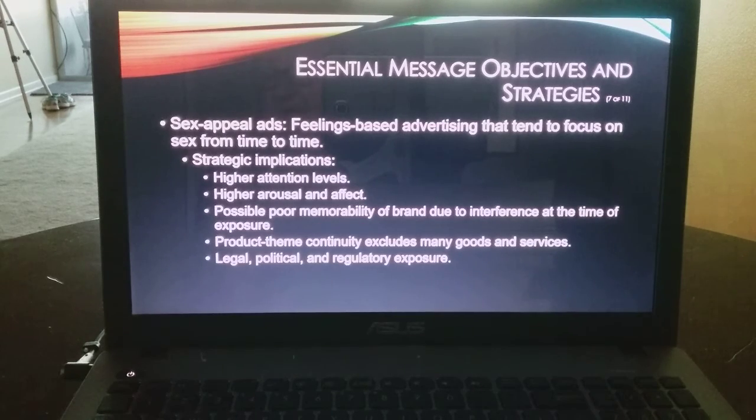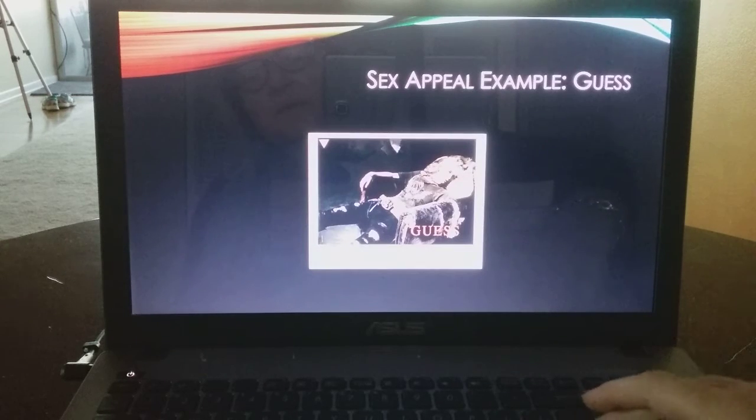Okay, sex appeal ads, certainly very popular and very effective. People tend to pay more attention. They might be a little bit less memorable, but it certainly sparks people's interest. You want to make sure you're not exposing yourself to any kind of legal or regulatory issues, or social or political issues.